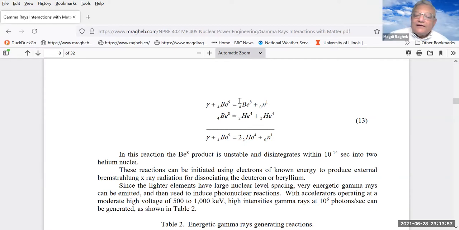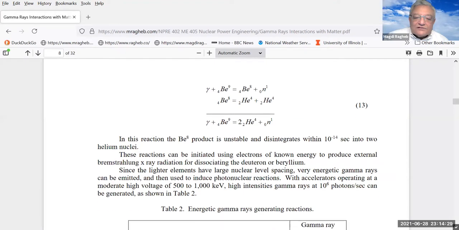But the beryllium-9 decays, in fact, splits into two alpha particles. So in that case, a gamma photon can fission, literally fission, the beryllium-9 isotope by producing two alpha particles and a neutron. It happens so fast that in the whole reaction, you don't see even the beryllium-8. It happens within 10 to the minus 14 seconds into two alpha particles. So the beryllium-9 is disintegrating in that case.